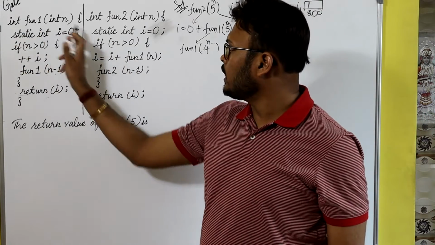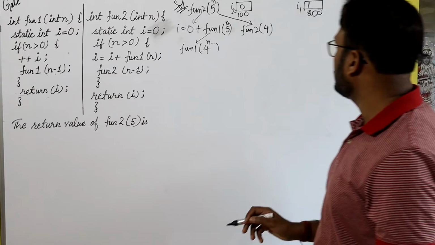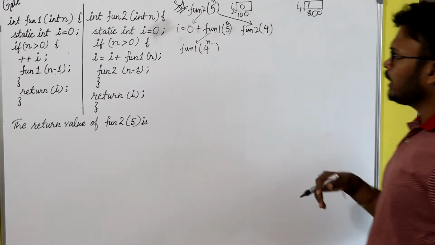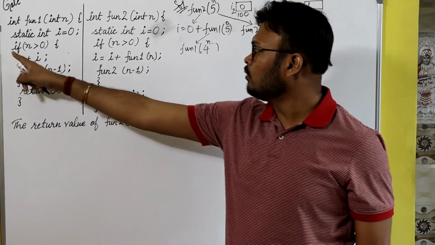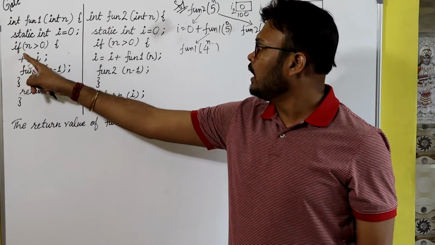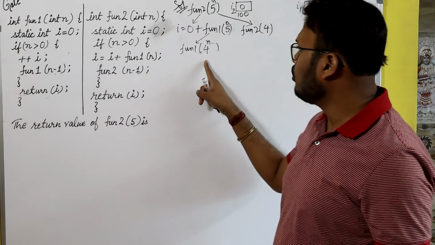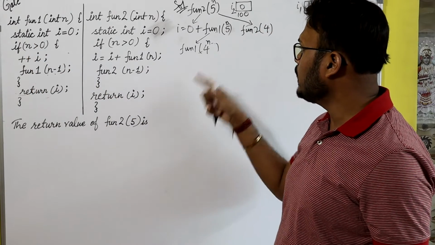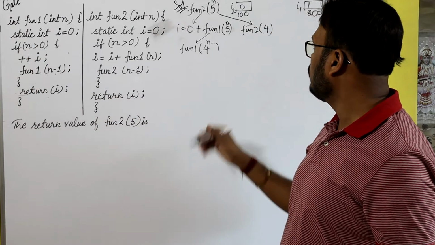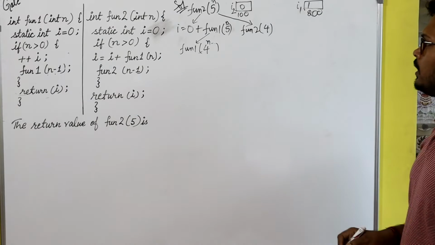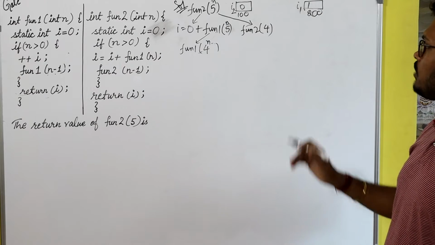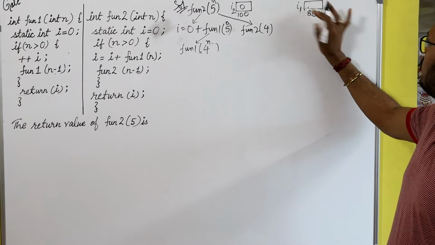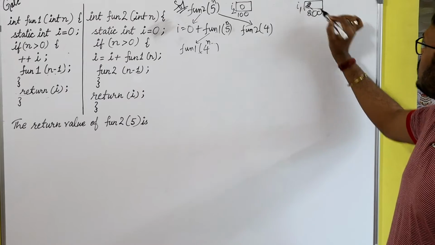No need to initialize the value of I again, because I is a static variable. It had already been initialized. So now let's come to this part. If n greater than 0, 4 greater than 0, yes, 4 is greater than 0. Since it's a true statement, increment the value of I. So now I value will become 2. 1 plus 1 is 2.